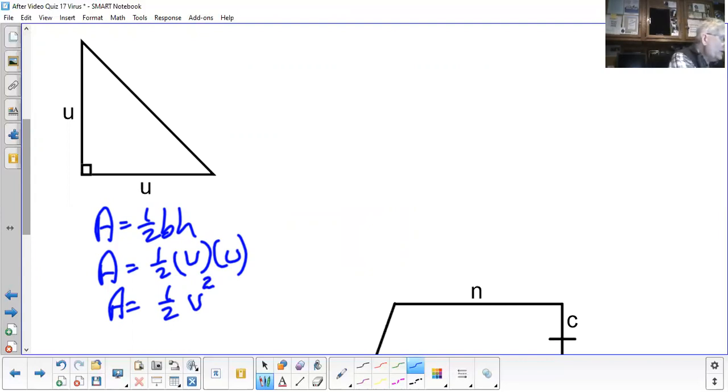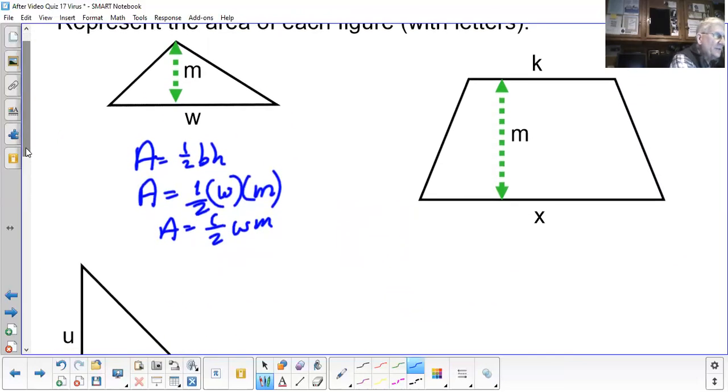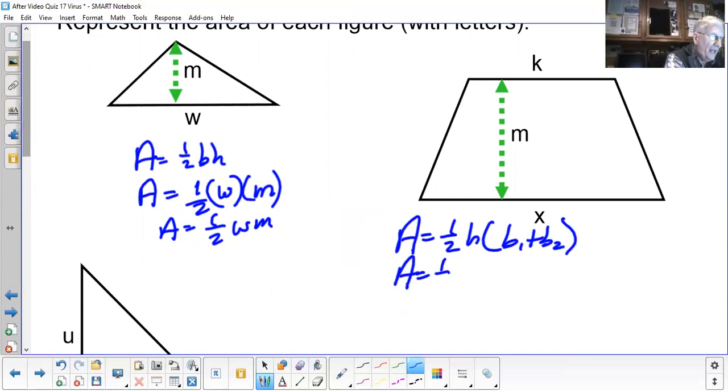All right, let's return and go back up to the top of the sheet again. And let's look at this particular figure. This is a trapezoid, so it's a little bit more complicated, but it is 1/2 for its area times the height multiplied by the sum of the bases. So for the area, I will do 1/2 the height, which is M, and I have to get the sum of the bases, which would be K plus X. And I really can't simplify that any more than that. So that would represent the area of that trapezoid.